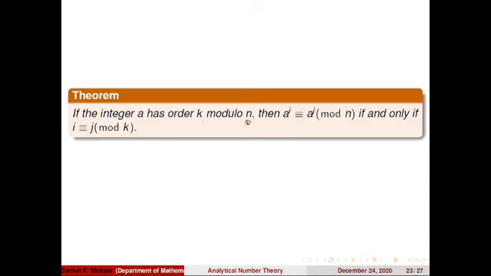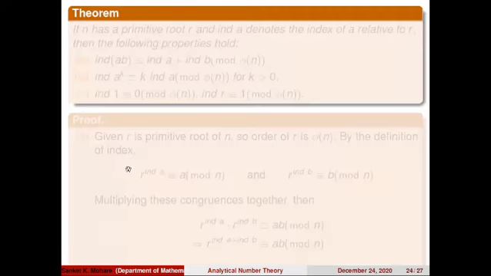Suppose a has order k modulo n and a to the power i is congruent to a to the power j modulo n. Then the powers i and j are also congruent, but under what modulus? These are congruent modulo the order of a, and the order of a is considered k. So i is congruent to j modulo k. We are going to use this theorem to prove the next theorem.